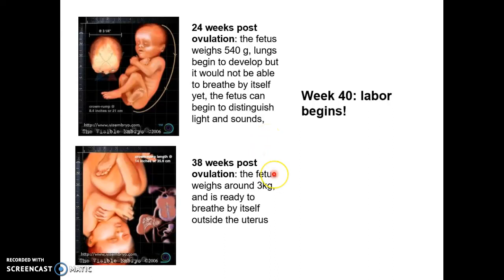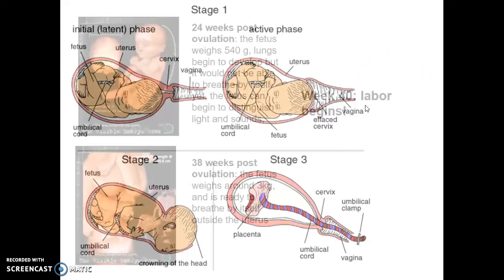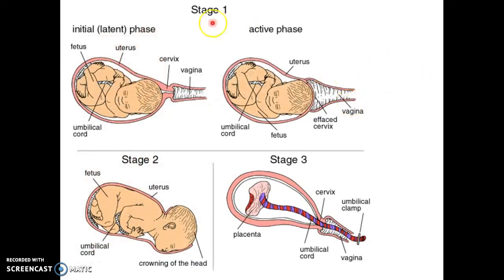This is around 6 months of pregnancy, and then already by the end, 38 weeks post-ovulation, the fetus is around 3 kilograms, and is ready to breathe by itself outside the uterus. It turns upside down, and on week 40 the labor begins. What does it mean? The labor, what we call in Spanish el parto, has 3 stages. The first stage has an initial phase, the latent phase, when the baby begins to push with its head against the cervix to begin to dilate.